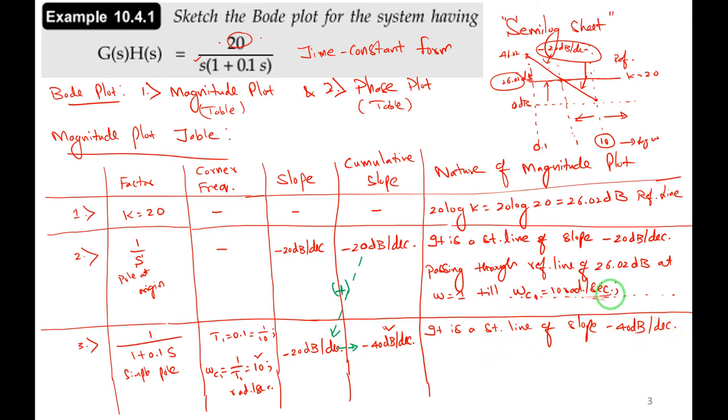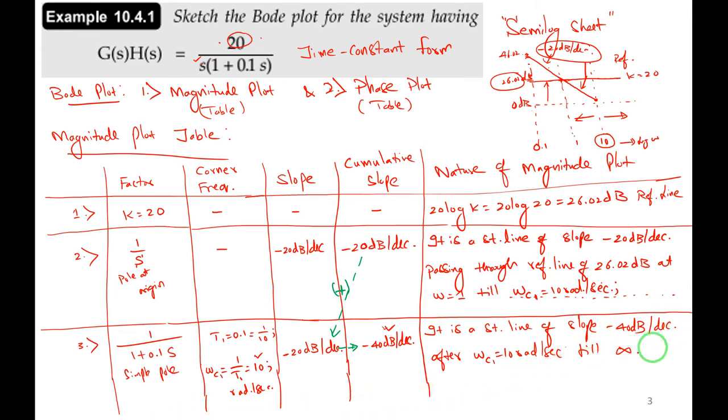Yes, we have stopped. The slope has stopped till omega c1 equal to 10. So this should start after. It is a straight line of slope minus 40 dB per decade after omega c1 equal to 10 radians per second. Earlier the straight line of slope has stopped here. So another slope minus 40 dB per decade should start after omega c1 equal to 10 radians per second till infinity, as I don't have any other factors, fourth factor, fifth factor.